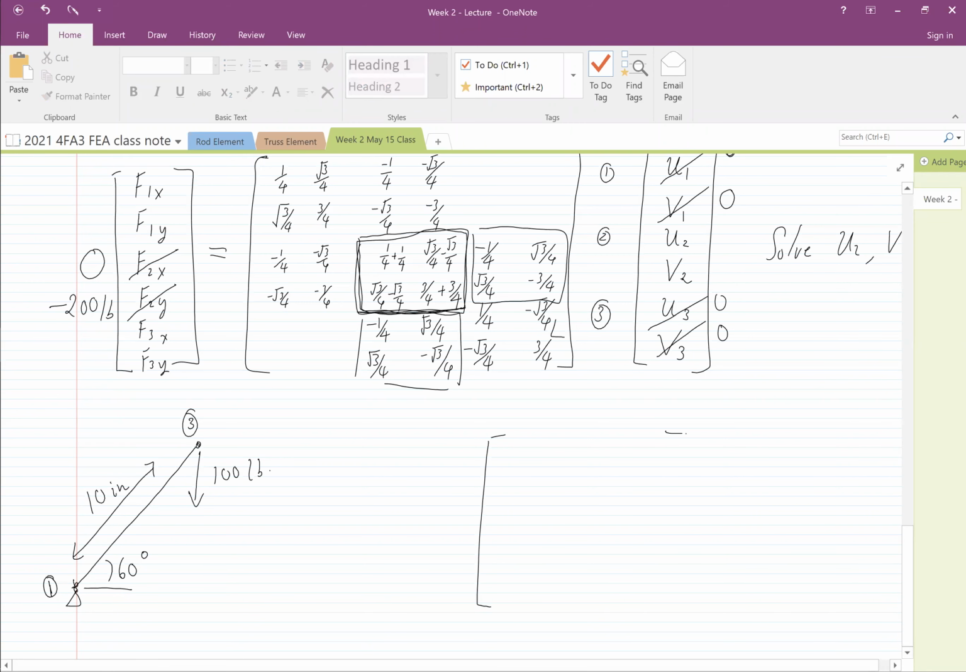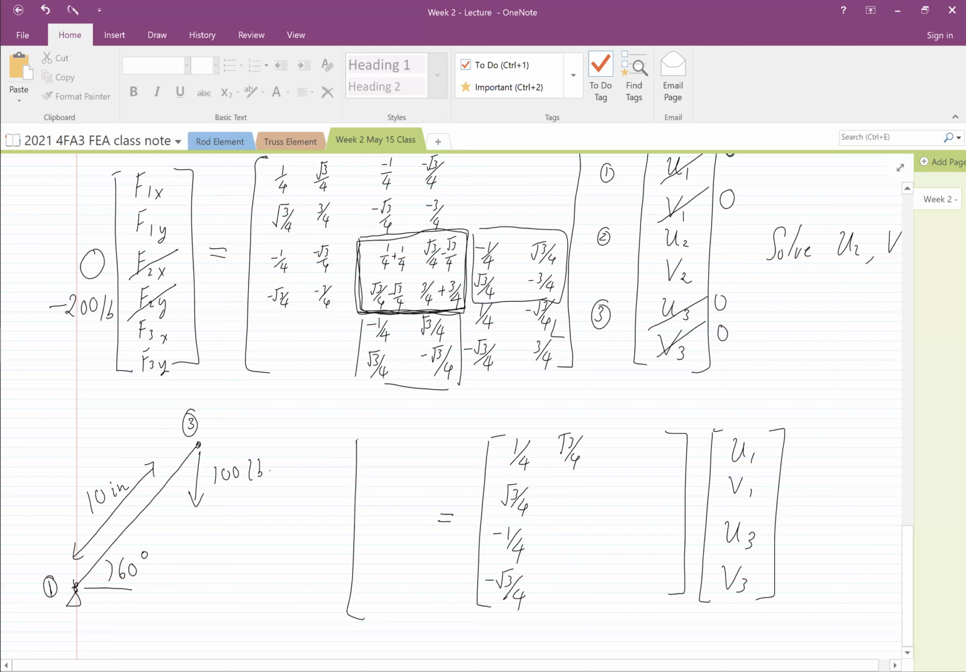Okay, right here, I just write down the same matrix again. I don't have to add any matrix now. I just use the same one up there, okay? I'm not going to write the whole thing, but I want to show you how I apply the boundary conditions. Okay, I have U1, V1, and U3, V3. F1x, F1y, and F3x, and F3y.